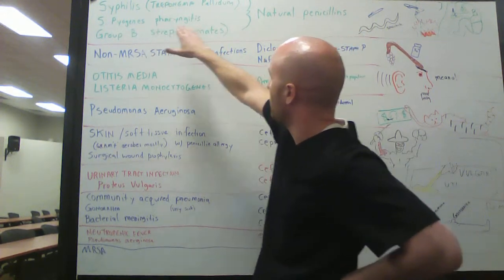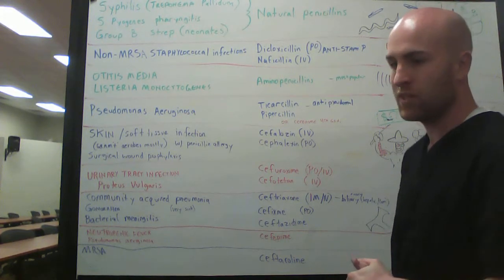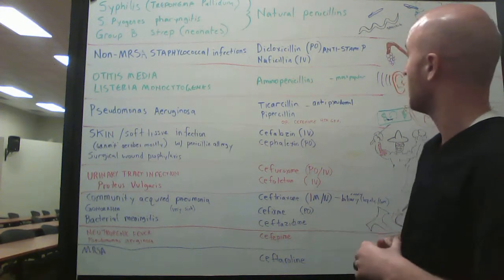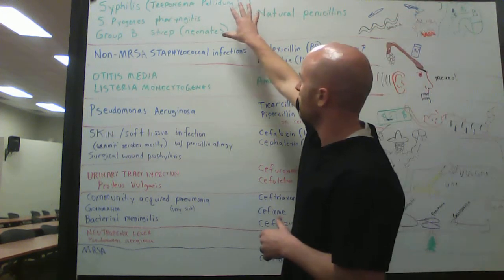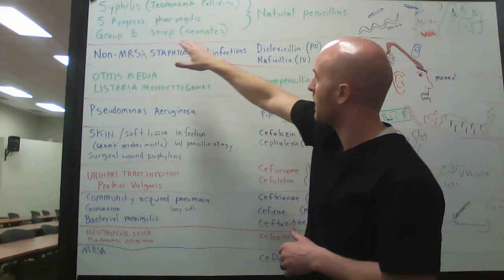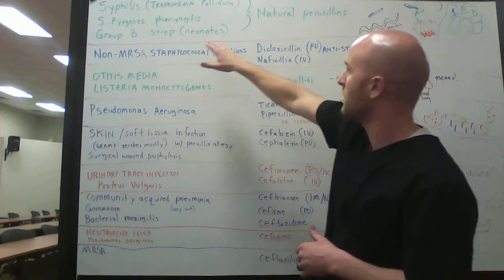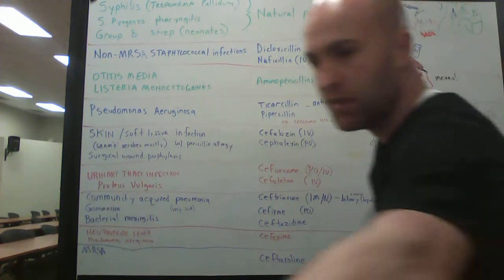So this first one's syphilis, which is known as Treponema pallidum. Syphilis is given through a spirochete. And all these first ones that are listed are going to be covered by the natural penicillins. So we have syphilis, S. pyogenes pharyngitis, and group B strep, all covered by natural penicillins. So the way we're going to memorize that is that there's a penicillin.